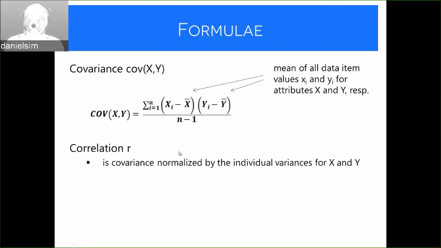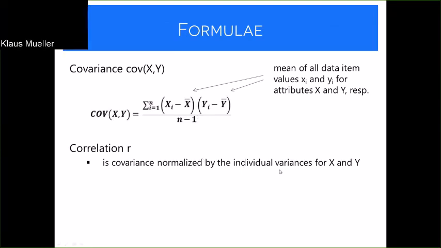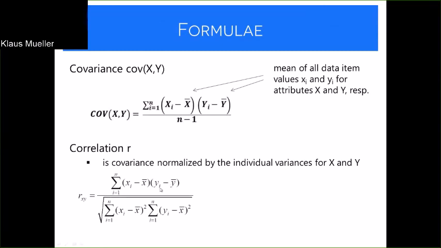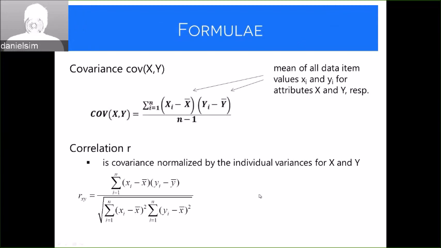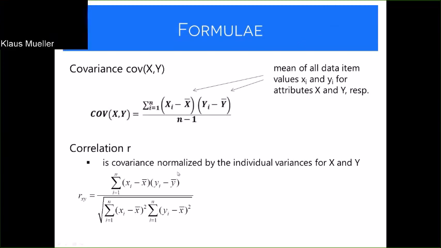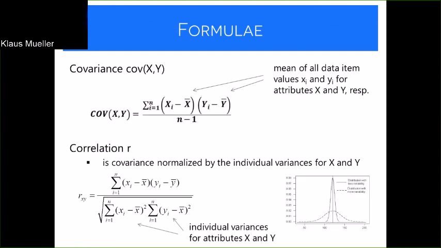Or you can do the correlation, which is really the same thing, just normalized by the individual variances for X and Y. It looks like the same thing as before, just divided by the individual standard deviations, basically the square root of the variance of attribute X and of attribute Y. That's basically correlation. Essentially, it makes things more homogenized. It removes the spread of the individual attributes and makes them standard. That has some advantages, right?